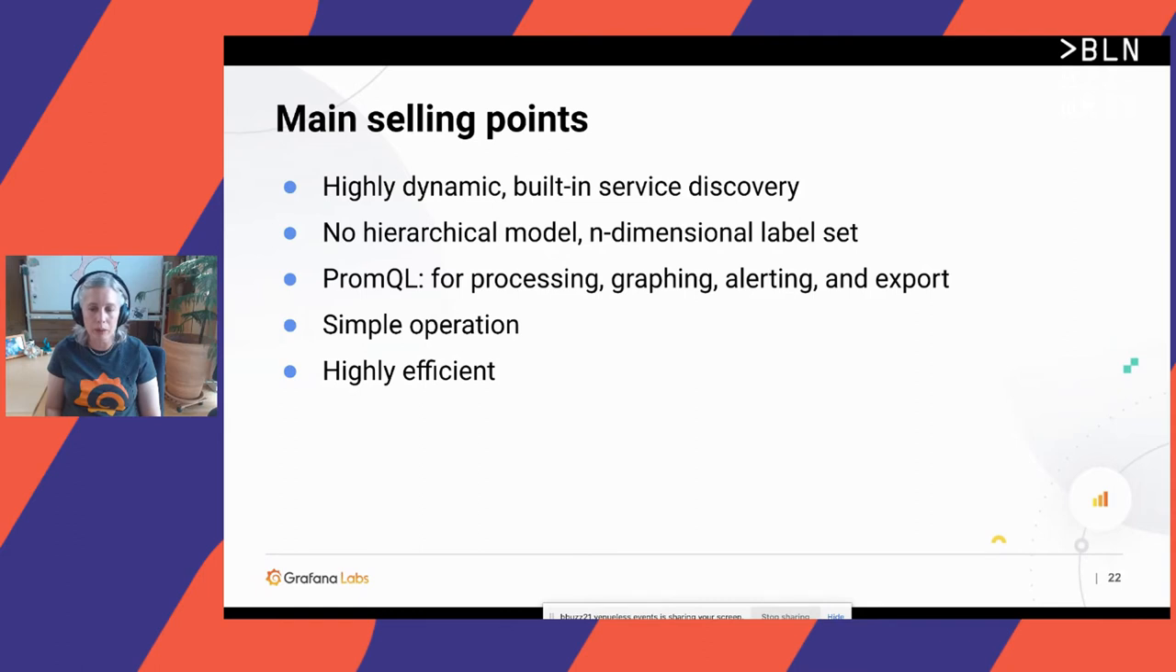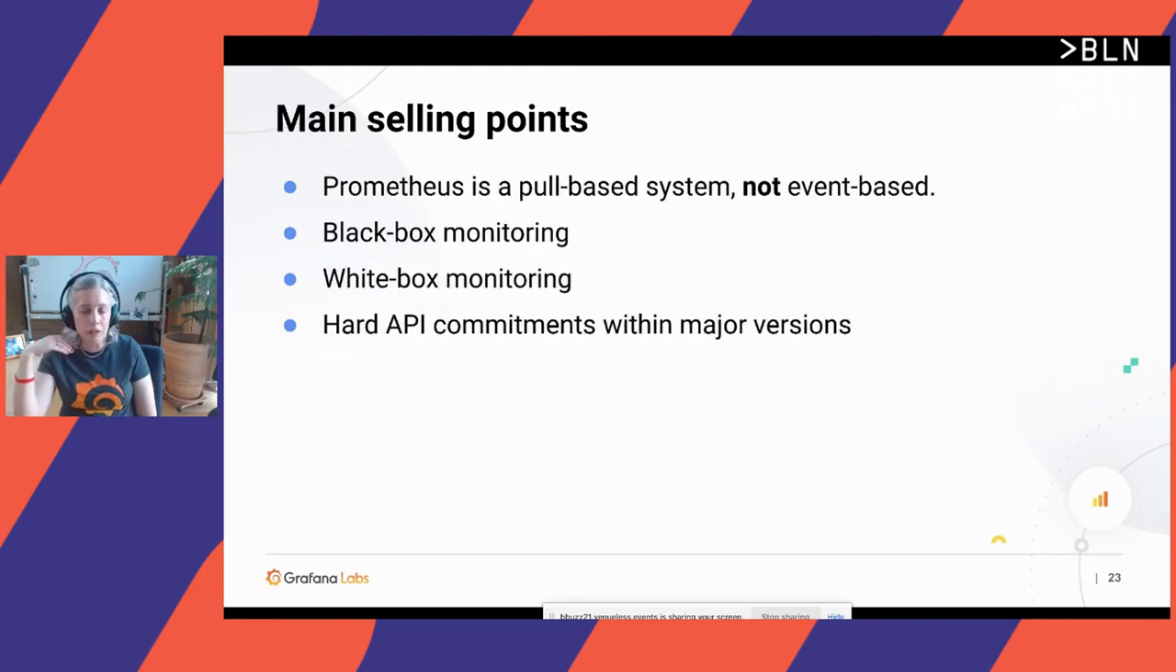And it's very simple to operate. You basically just start it up. It's also really fast. Part of the reason it's really fast is because it's a pull-based system. It's not event-based. And it's primarily white box monitoring. However, there is a black box monitoring aspect, which is basically if it polls your metrics endpoint request, and you don't get a response, then that's a simple form of black box monitoring. In addition, Prometheus makes hard API commitments within major versions, so it remains compatible within major versions.